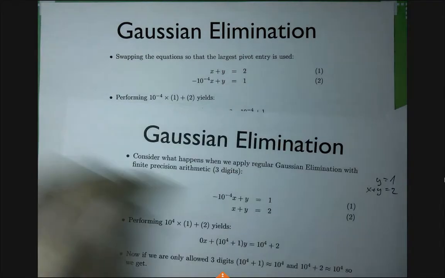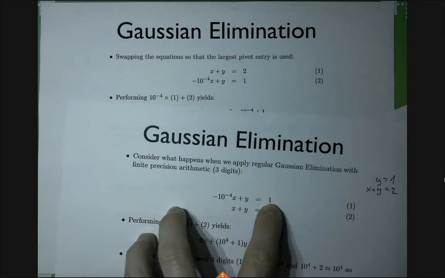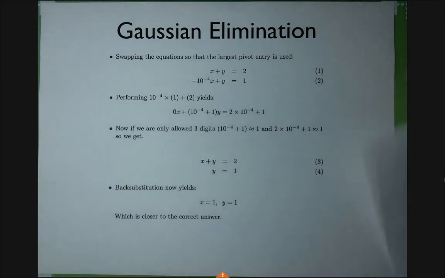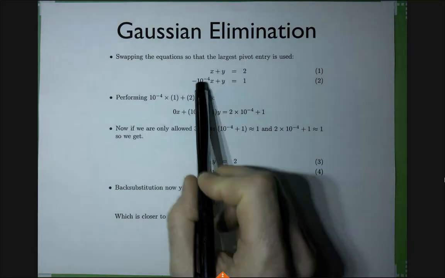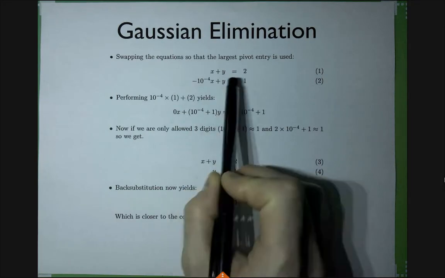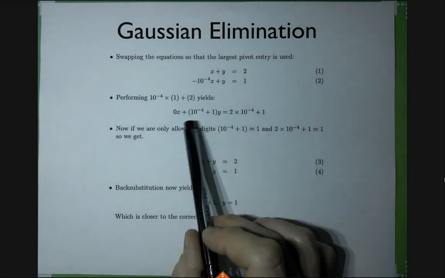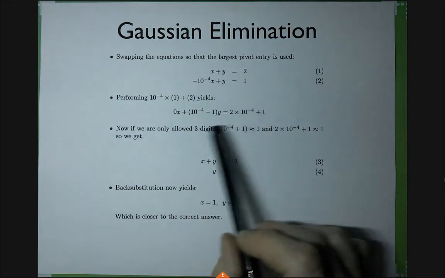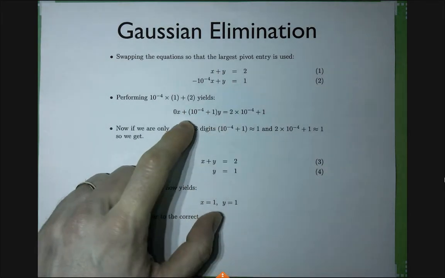Here, 10 to the -4 x plus y equals 1, x plus y equals 2. So now I just flip the two equations and try to apply Gaussian elimination here. I will be scaling down the first equation, so I will again have a rounding error here, right? I do 10 to the -4 times the first equation plus the second equation. So the x gets eliminated.